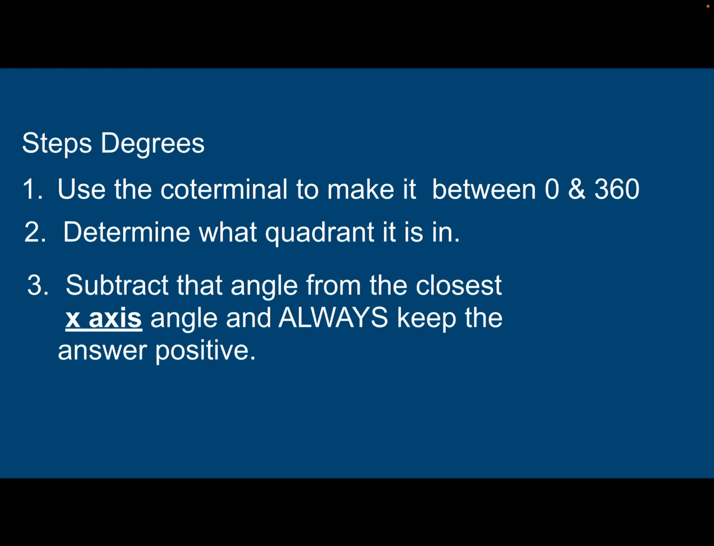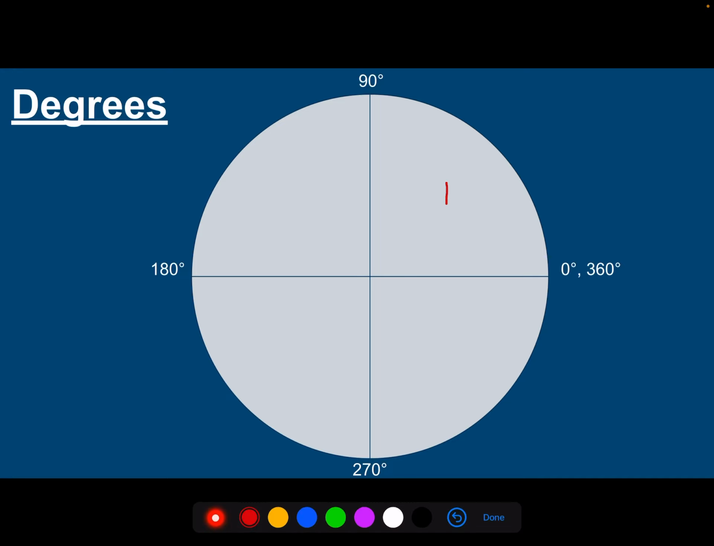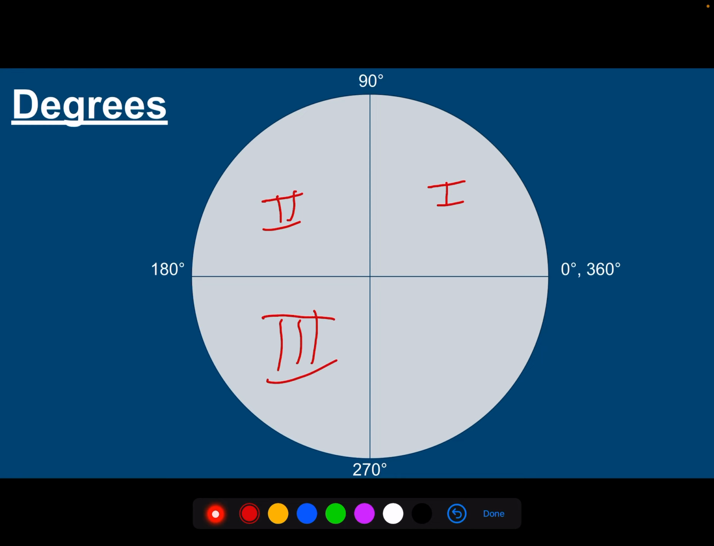So it's always going to be acute. It's always going to be between 0 and 360, and it's always going to be subtracted from the x-axis. So I'm going to ask myself, is it in quadrant 1? Is it in quadrant 2? Is it in quadrant 3? And is it in quadrant 4?